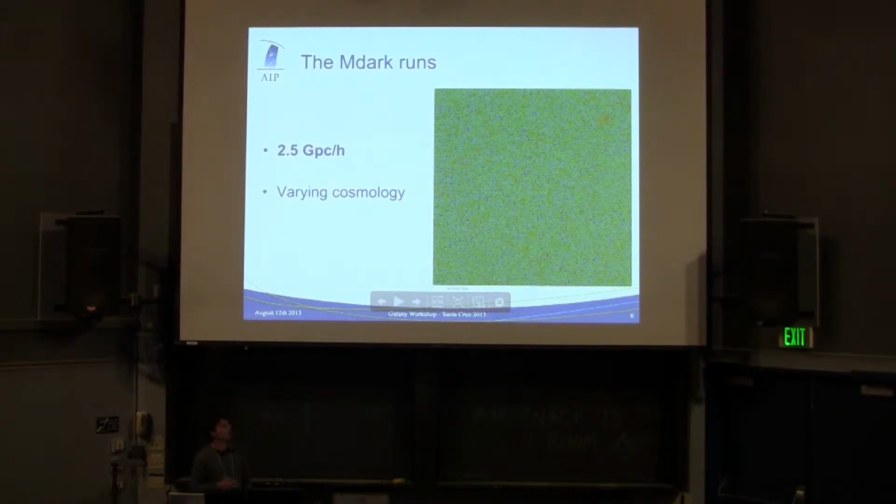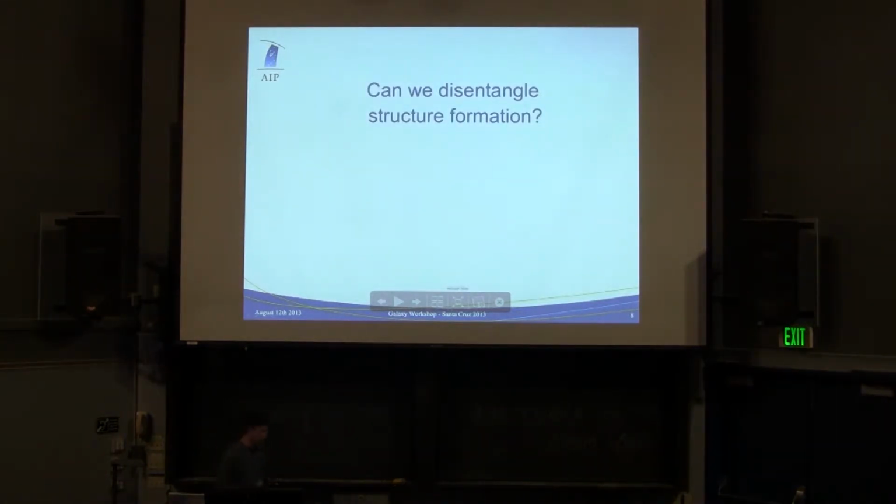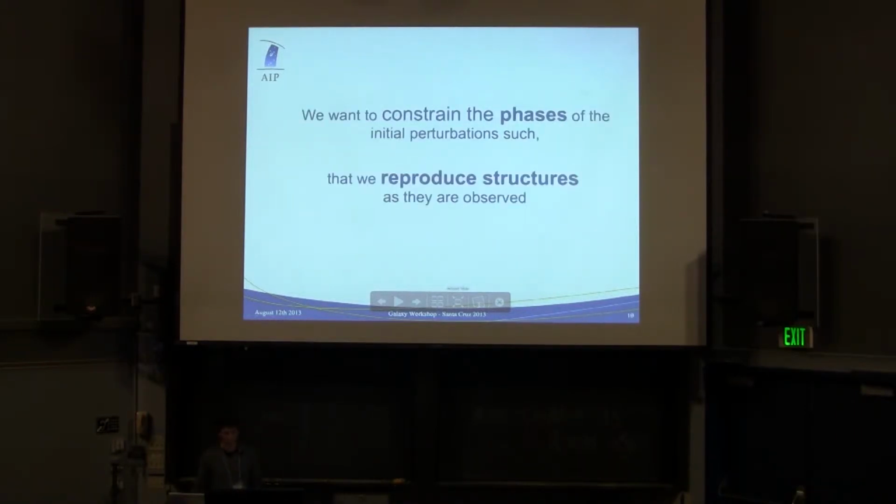As Anatoly said, in those box sizes, what you typically get is 10 to the 10 solar masses in mass resolution. So you need a different approach, and the approach you want to answer the question: can we disentangle structure formation, and can we do so for the one universe that we actually can observe? So the strategy here will be to constrain the initial phases of the density perturbation that you start from, to reproduce structures at final redshift.